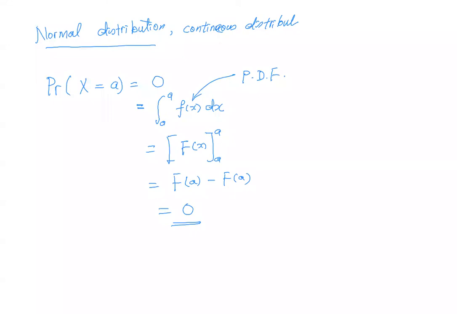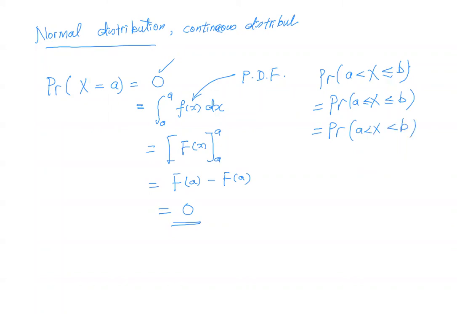So when we say probability of X greater than a, less than b, with equal or no equal, it doesn't make any difference. The reason is because of here. So this is the same as saying probability of X greater than or equal to a, less than or equal to b. It's the same thing, and it's the same thing as this as well. Yeah, all these are the same, only for continuous distribution.